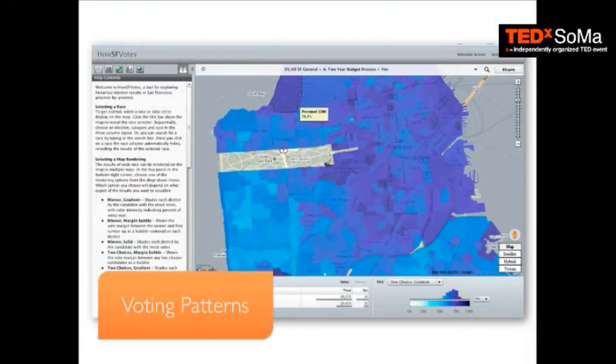One is called How SF Votes. This is taking a look at voting patterns in San Francisco and mashing that up with economic data, with census data, so you can look at how people are voting based on their socioeconomic class, their home ownership rates, a whole bunch of different ways, and it makes it really, really visual and really easy to consume that data.